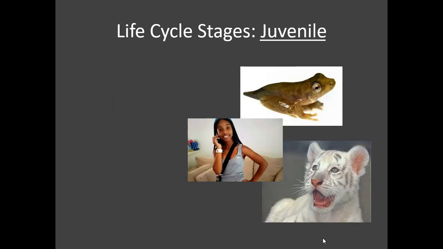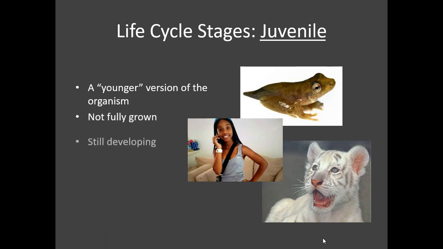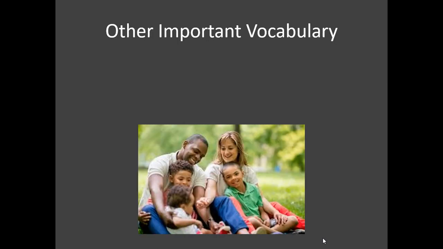Our third stage is going to be juvenile. Juvenile is a younger version of the organism. So we call it like a teenager, right? Not fully grown and is still developing.